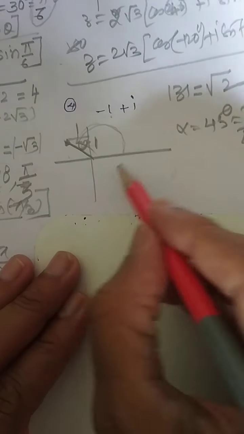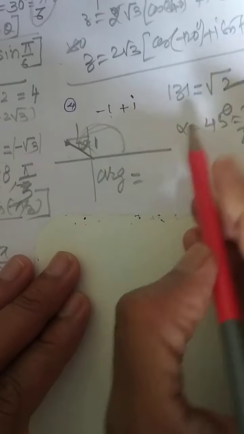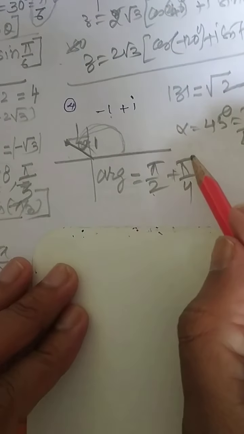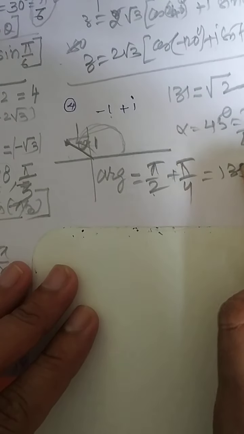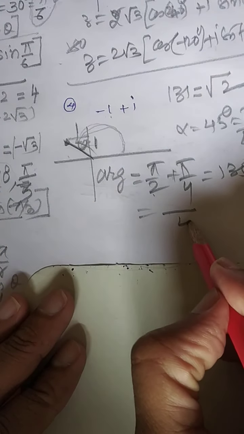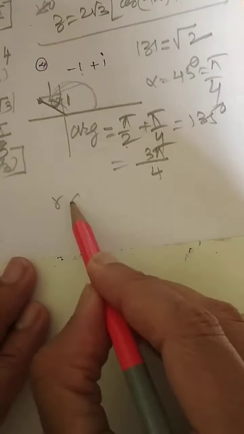So the argument in this case, this is theta from here. Here alpha is pi by 4, so it will be pi by 2 plus pi by 4. 90 plus 45 is 135. So this can be written as 135 degrees. If you take the LCM, it will be 3 pi by 4. So the final answer for this question is r cos theta plus i sin theta, where r is root 2. It will be root 2 times cos of 3 pi by 4 plus i sin 3 pi by 4.